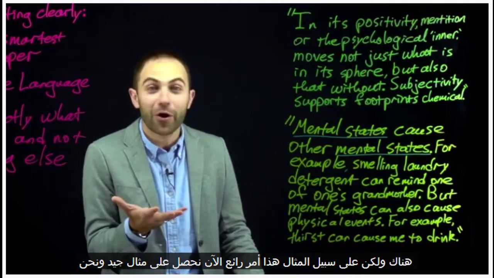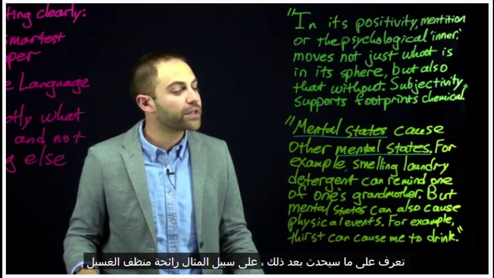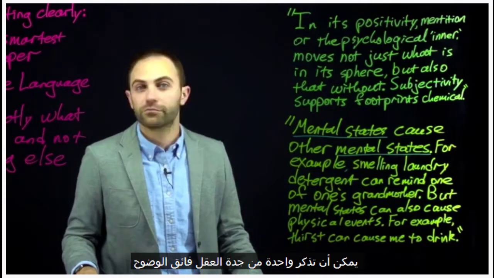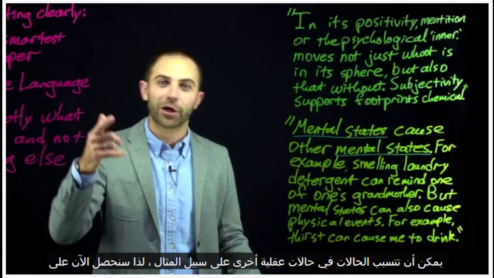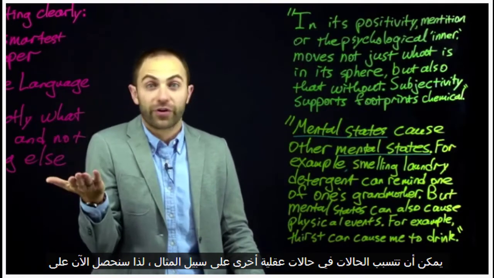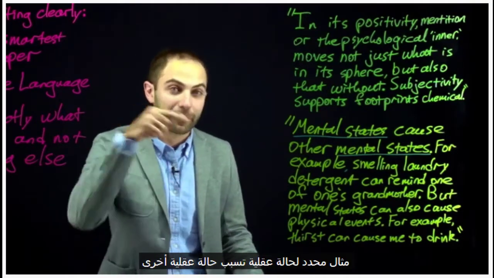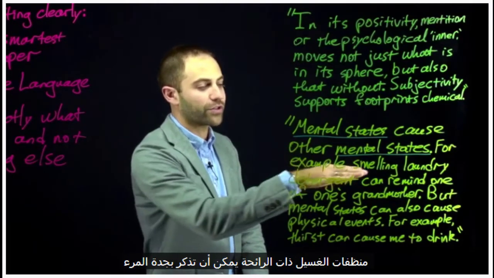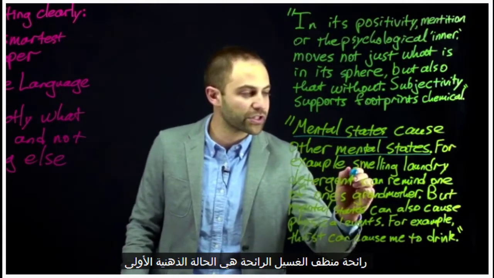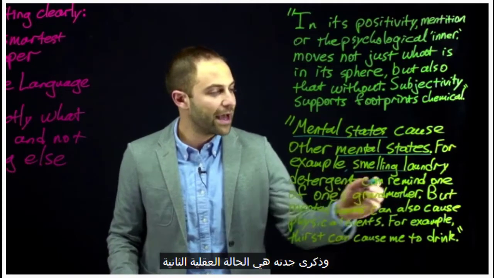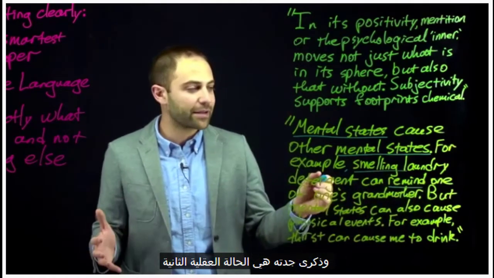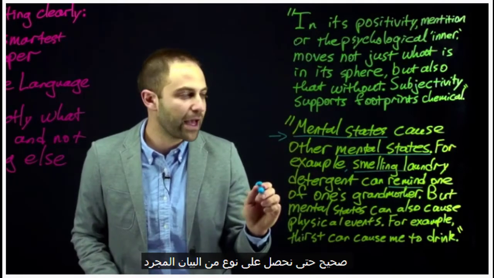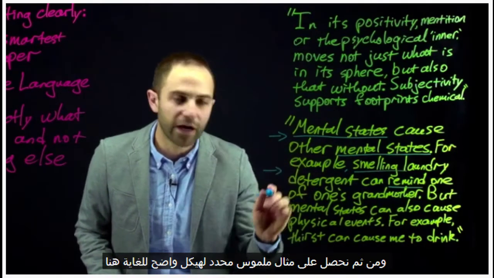Okay, and we know what's coming next. For example, smelling laundry detergent can remind one of one's grandmother. Super clear. Mental states can cause other mental states. For example, so now we're going to get a specific example of a mental state causing another mental state. Smelling laundry detergent, the smell, that's the first mental state. And the memory of one's grandmother, that's the second mental state. Right? So we get a sort of abstract statement, and then we get a specific concrete example.